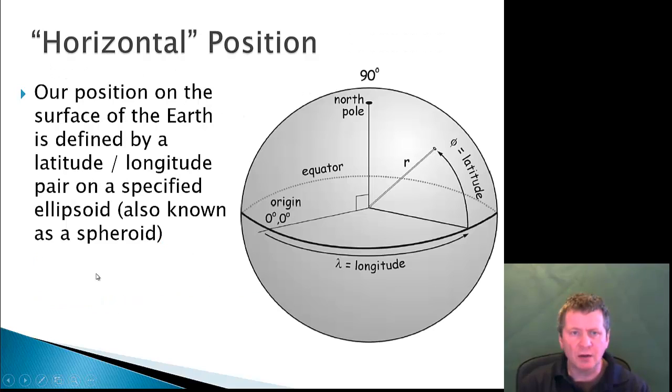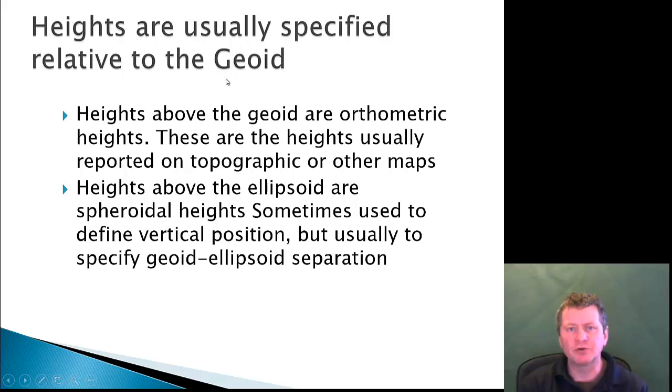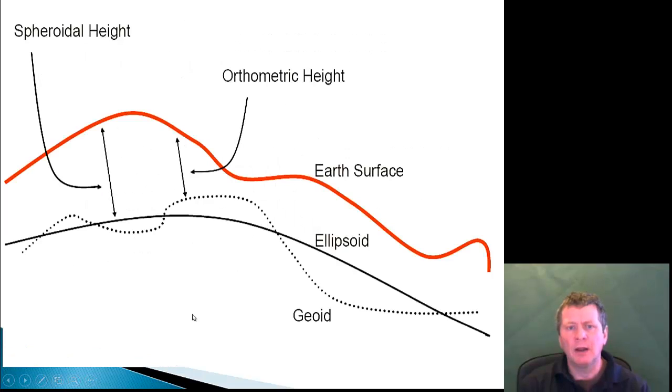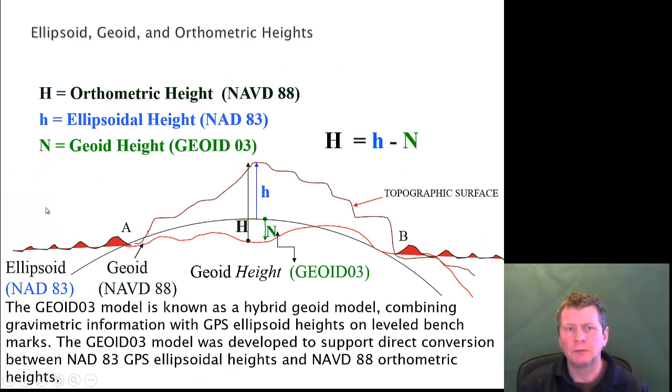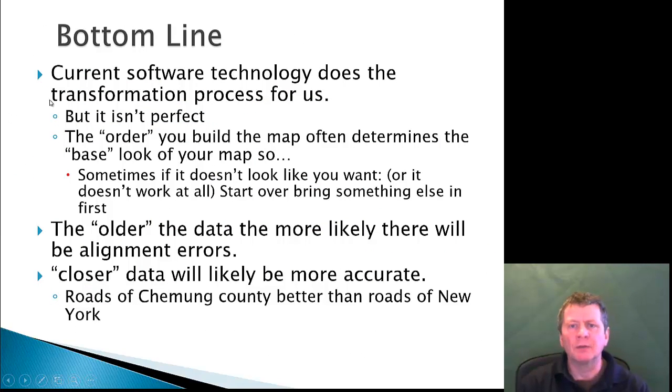So our position horizontally is latitude and longitude, and altitude heights are measured with respect to the geoid. We have this repeated slide here that shows you the spheroidal height and the orthometric height. This is the height to the geoid. Bottom line, the transformation isn't perfect. And what can happen when we build maps is that what we bring into the map first may determine the look of the map.